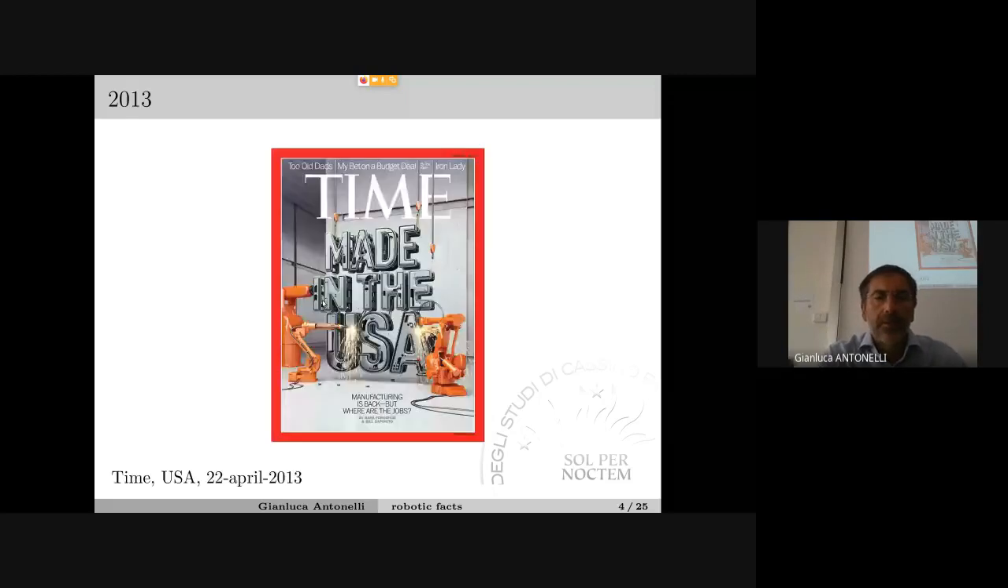Now, I collected some other information. In 2013, we have the first page of Time that says, manufacturing is back, but where are the jobs? And here we have some robots on the first page. So the implication is that maybe the robots are making the jobs because manufacturing is increasing, but not the person.